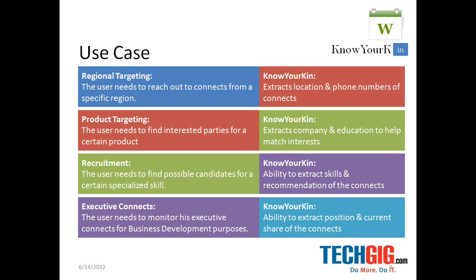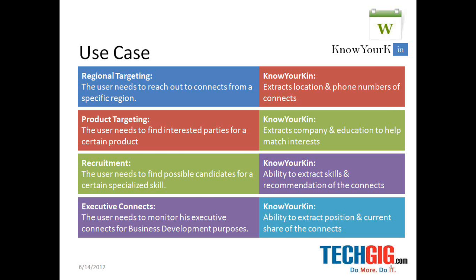We can also have the executive connect. The user needs to monitor his executive connects for business development purposes. We can have the Know Your Kin extract the position and the current share of the connects.